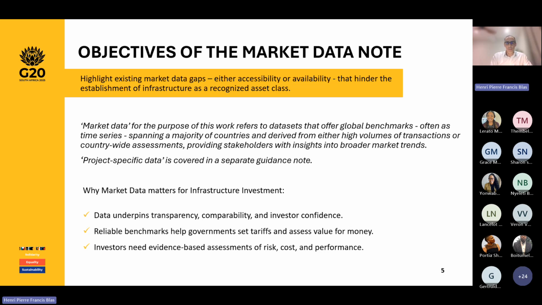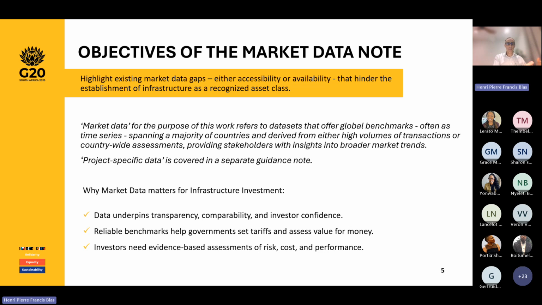So the market data, for the purpose of this work, because it's not a term that's used often, is really any data that refers to data sets that offer an opportunity to have global benchmarks, so usually time series. That's really a way for investors that may not be comfortable, that don't know a market, to assess that market and to benchmark performance and other aspects with historical evidence from the market and then compare it to others. That's really what we're looking at.